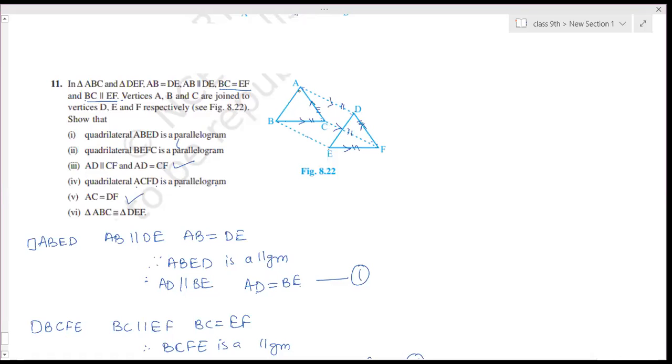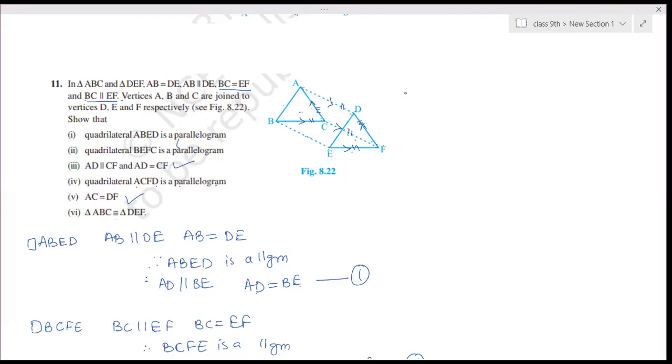And now in this triangle ABC and DEF, AB and DE already they have given equal, BC and EF already given equal, and now we have proved AC and DF are equal. So therefore by SSS criteria, these two triangles are congruent. Clear?